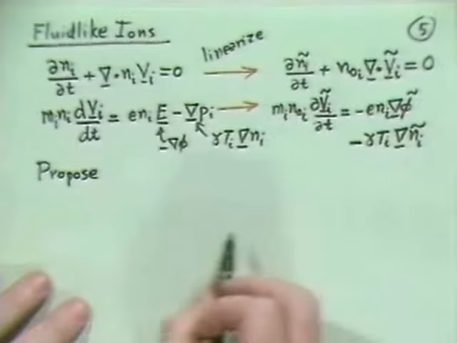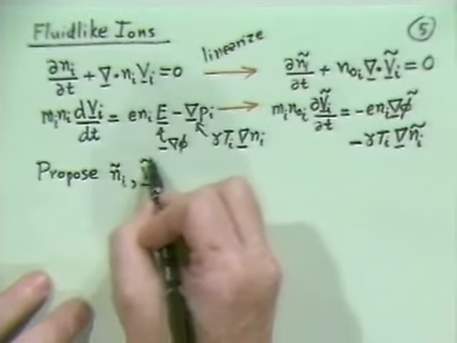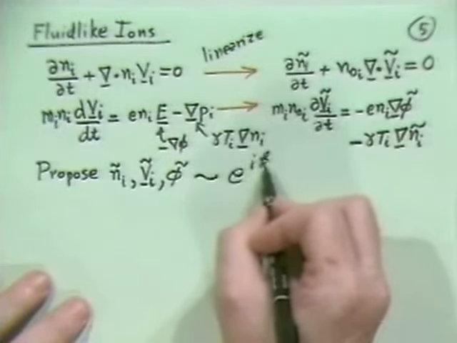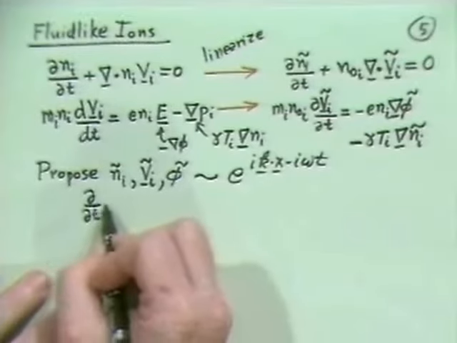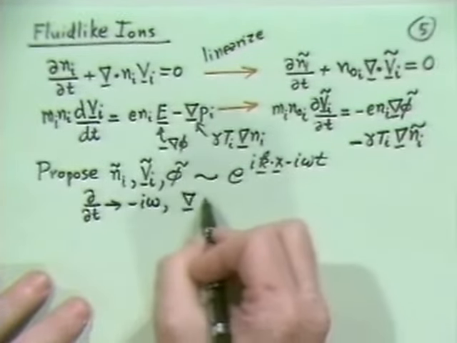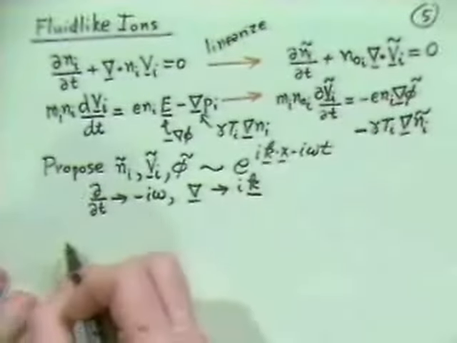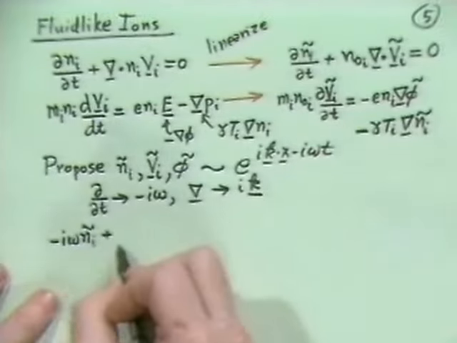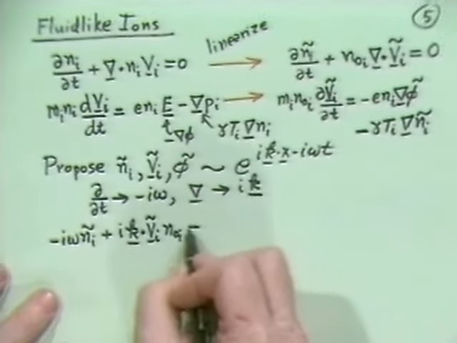So we propose that the things varying here, the ion density, the ion flow velocity perturbation, and the potential perturbation, all go like e to the i k dot x minus i omega t. And then, therefore, we replace partial with respect to t with minus i omega and gradients with i k's. So after we do that, we can get our density evolution equation as minus i omega n_i tilde plus i k dot v_i tilde n_0i is equal to zero.